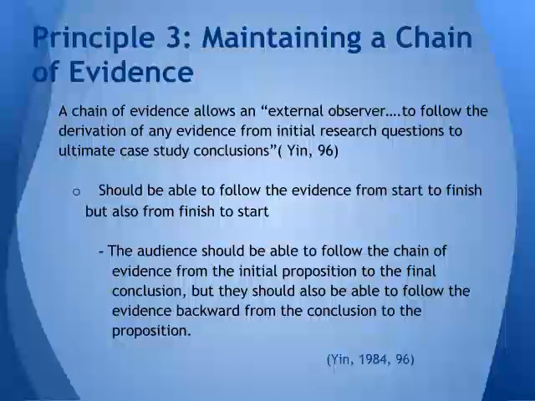Principle 3. Maintaining a chain of evidence. A chain of evidence allows an external observer to follow the derivation of any evidence from initial research questions to ultimate case study conclusions. They should be able to follow the evidence from start to finish, but also from finish to start. The audience should be able to follow the chain of evidence from the initial proposition to the final conclusion, but they should also be able to follow the evidence backward from the conclusion to the proposition.